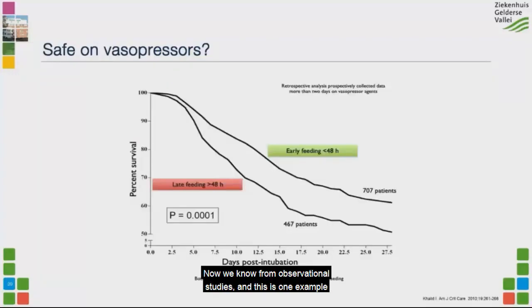Now we know from observational studies, and this is one example, that it's safe to feed patients with vasopressors. So in this slide you can see those patients who are fed early, so within 48 hours after ICU admission, that the survival rate was better than when you started the feeding after 48 hours. And these results were also adjusted for the effect of severity of illness.